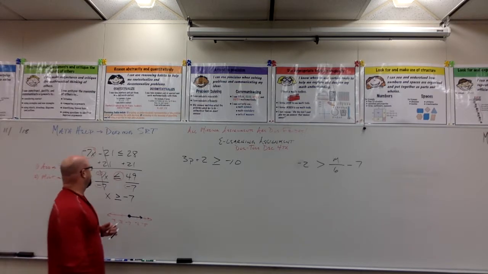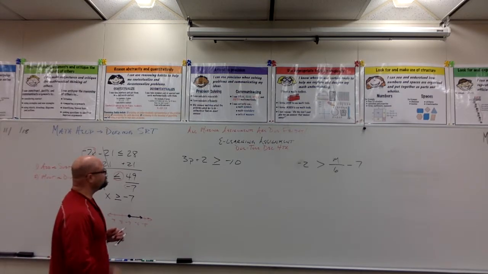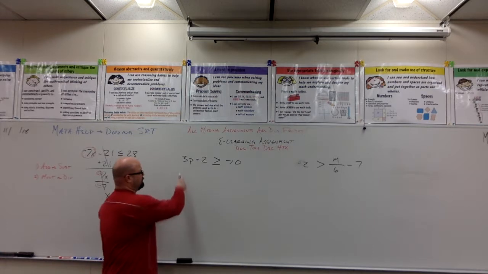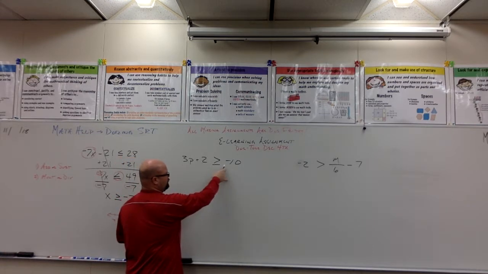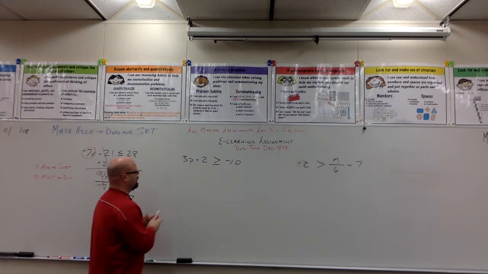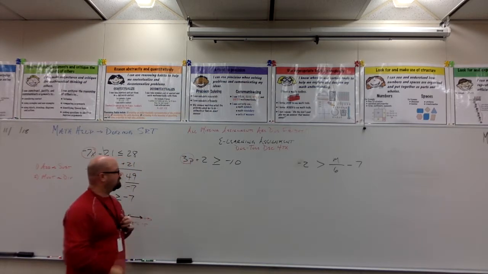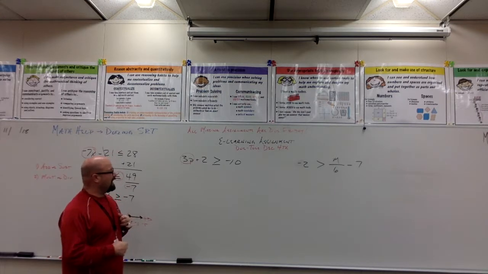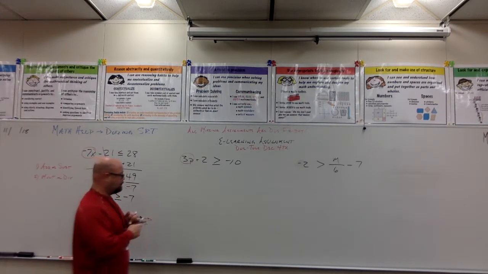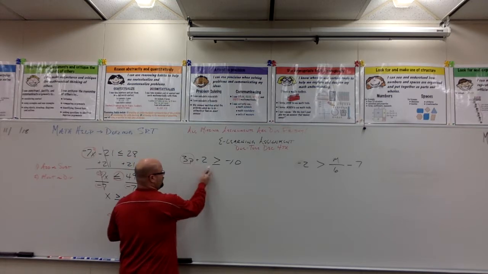All right, so let's come over here to the second one. 3p plus 2 is greater than or equal to negative 10. So again, let's go ahead and circle our variable term, our 3p. Let's drop that down. I don't want to worry about that right now. So we look over here. Plus 2, opposite of adding 2 is subtracting 2.